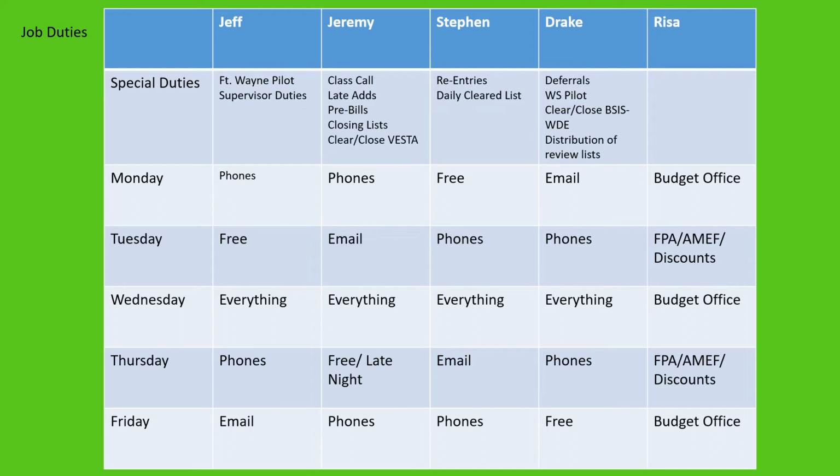Late ads, this duty sometimes gets shared by the whole team when it's busy. These are students who are cleared after the deadline and we're trying to still get them in. Pre-bills, these are estimates of upcoming costs. Closing lists, which are lists of different groups and clusters that are pulled from the class call list. They're divided among the four full-time members to create final lists of who was cleared.